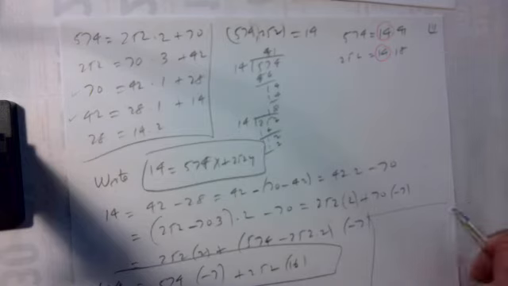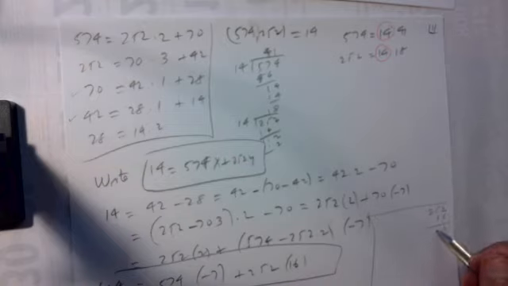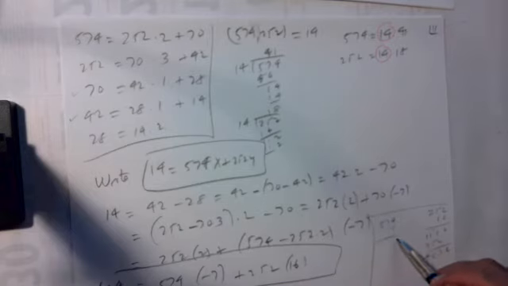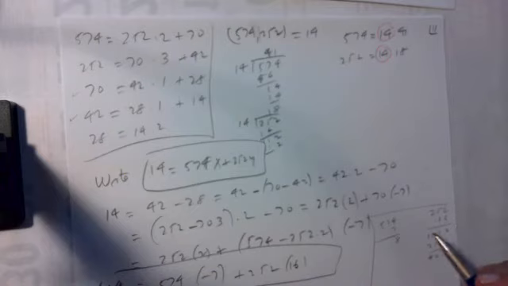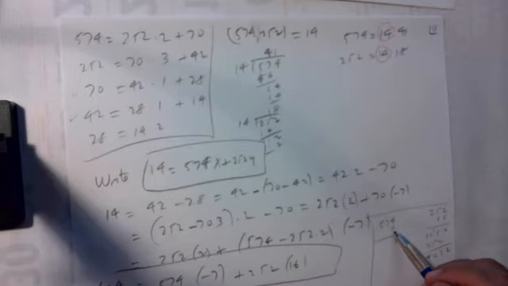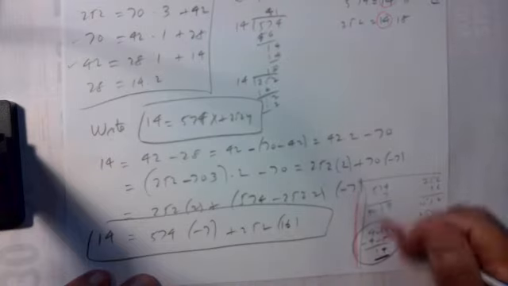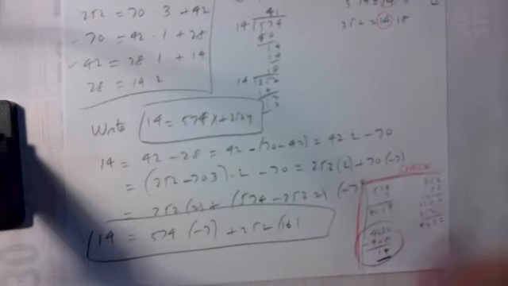Let me see if I did this correctly. 252 times 16 is 4032. 574 times 7, 7 4s are 28, 49 and 2 is 51, is 4018. And 4032 minus 4018 is 14. So this checks.